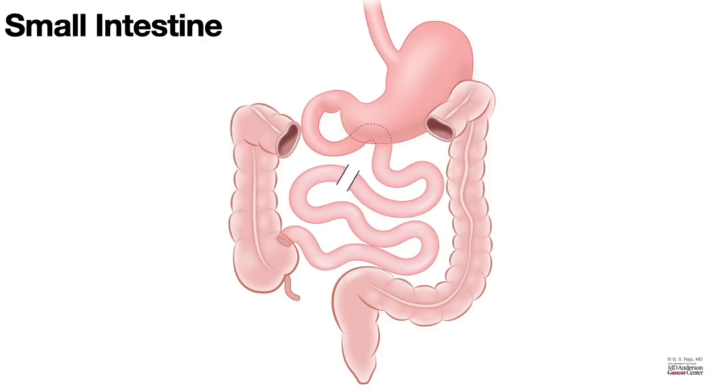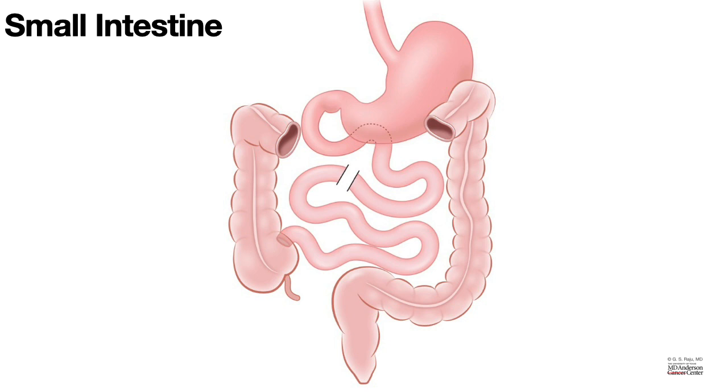And as you can see here, the small intestine starts here, where the stomach enters the small intestine, and the opening is the pylorus. The small intestine starts here and goes a long way, and then it enters the right colon. So there are lots of different sections to the small intestine.